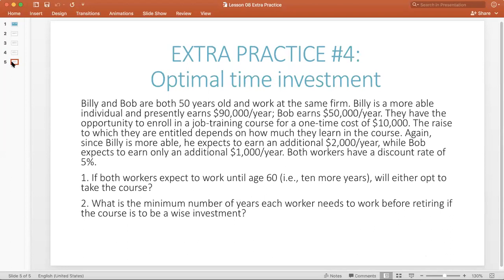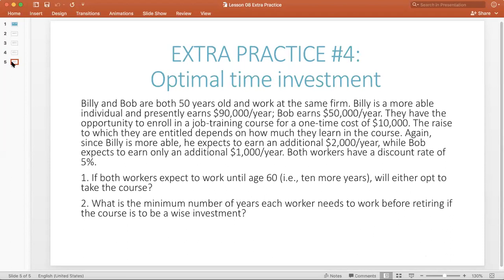So Billy and Bob are both 50 years old and work at the same firm. Billy is a more able individual and presently earns $90,000 a year. Bob earns $50,000 a year. They have the opportunity to enroll in a job training course for a one-time cost of $10,000. The raise to which they are entitled depends on how much they learn in the course.